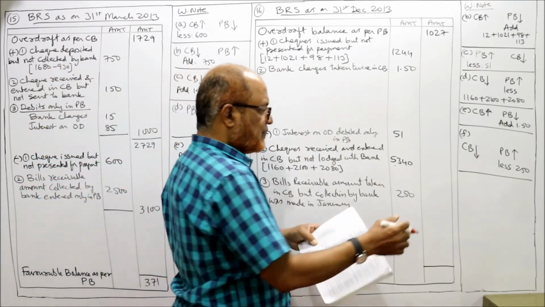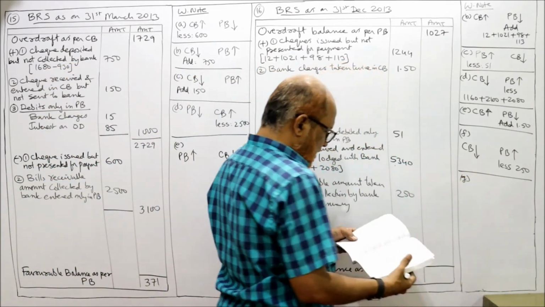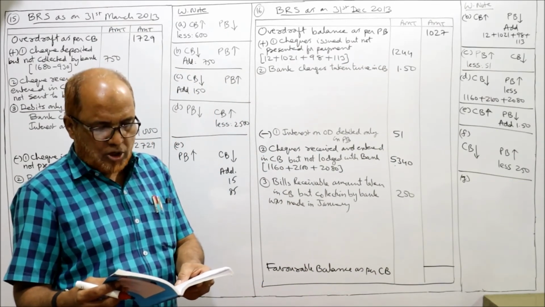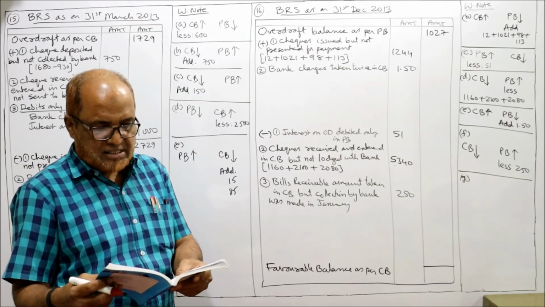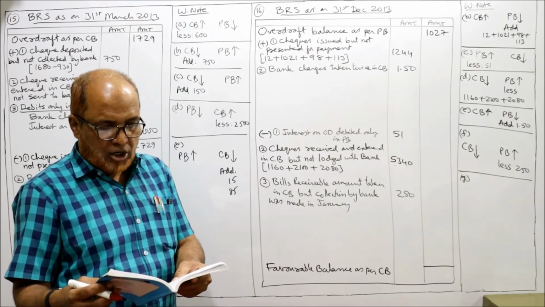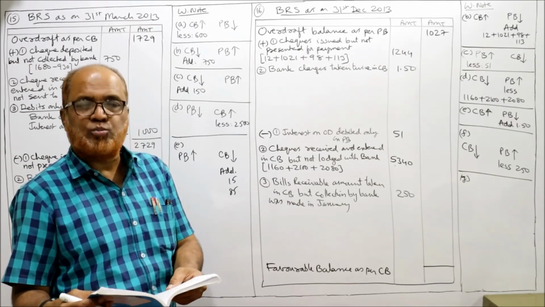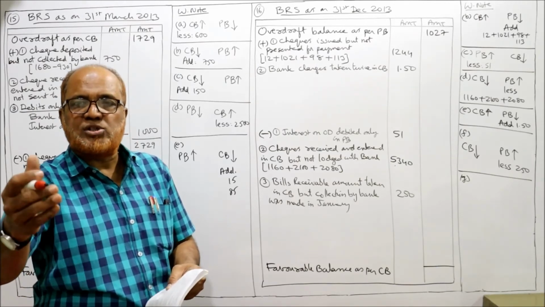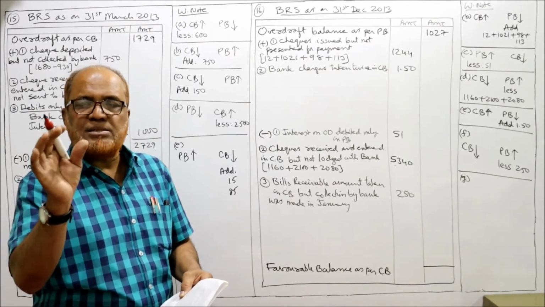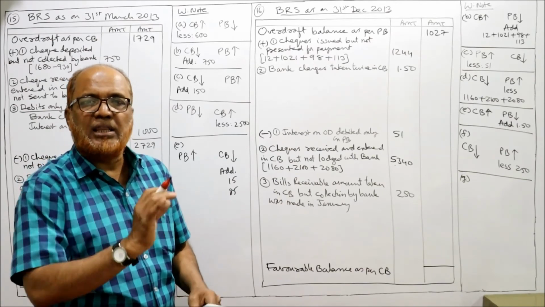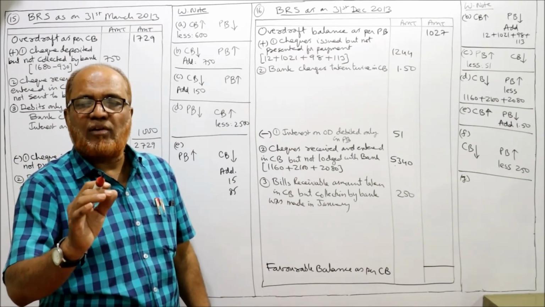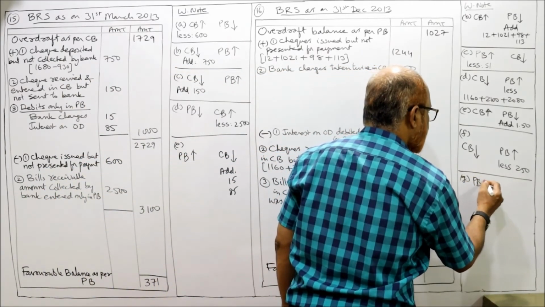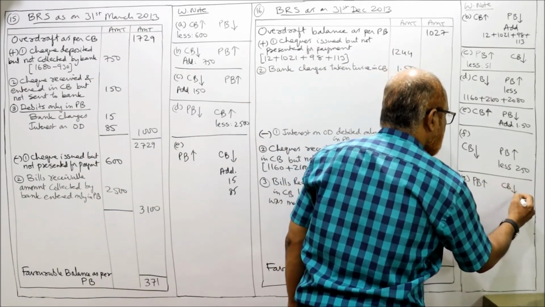Now next G point. Chamber of Commerce subscription rupees 10 paid by bank on 1st December 2013 but had not been entered in the cash book. One Chamber of Commerce payment was made by the banker. But this payment made by the banker was not entered in the cash book. So first of all, when the banker has made the payment, passbook OD will increase. Cash book OD, less balance.